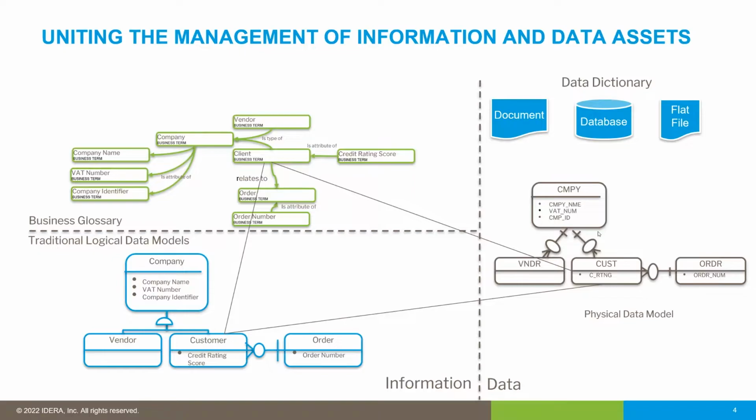Within ER Studio, we build a model. The model has really sort of three parts to it. So over on the right, for all of our data assets, we produce physical data models. So here we've got a physical data model of a database. So we've got tables, and those tables have columns, and there's relationships between the tables. These models are using technical metadata. So the table is called cust, and a column called C_RTNG. So at this point, we don't have a lot of information about what this data is.